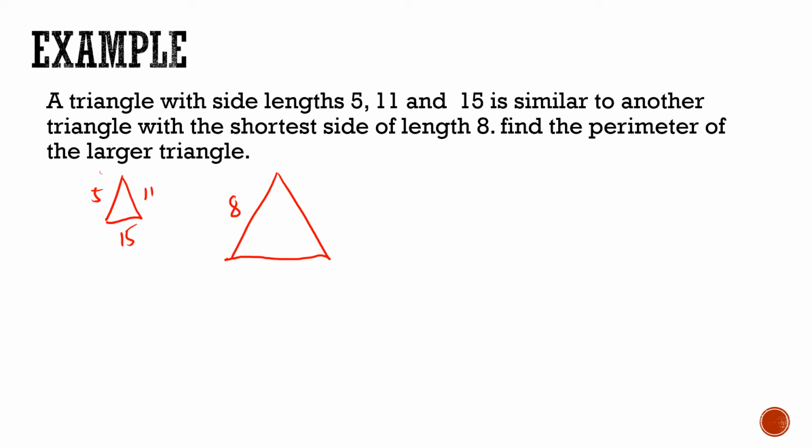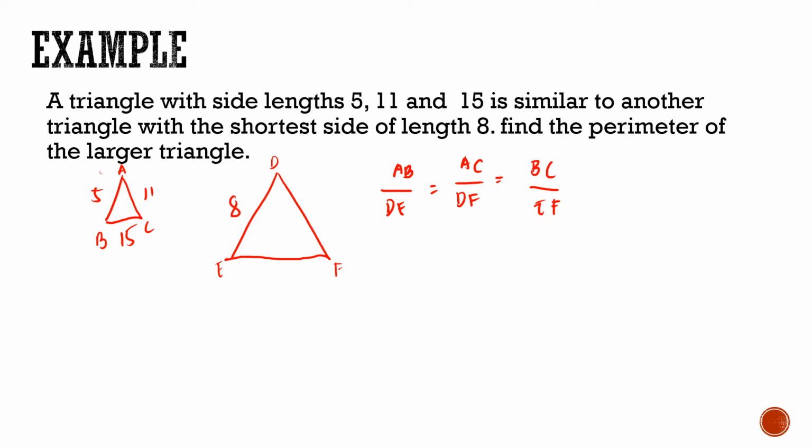So let's name this as ABC and this is DEF. As we all know, the corresponding ratio of the length of the sides of the given triangles should be proportional. So we can say that side AB over the corresponding side, which is DE, is equal to side AC over the corresponding side DF, is equal to BC over EF.